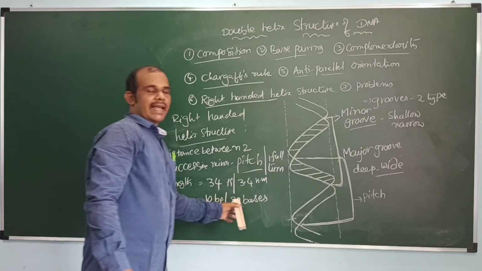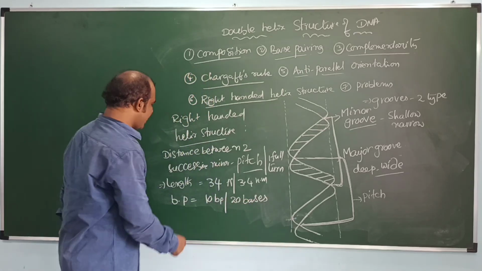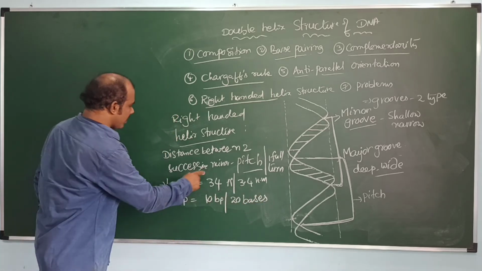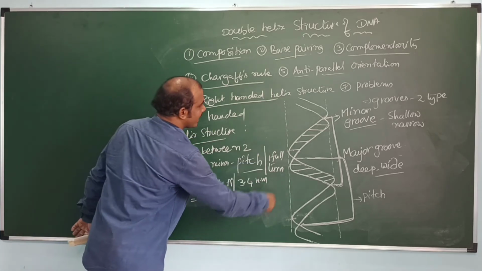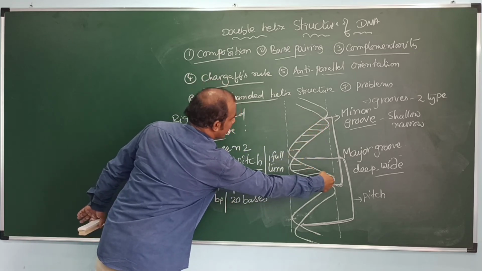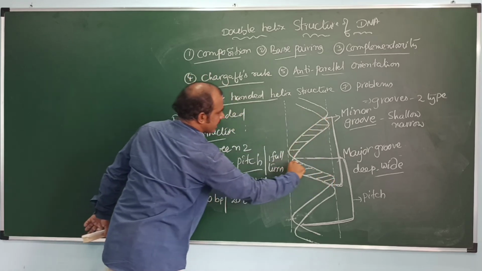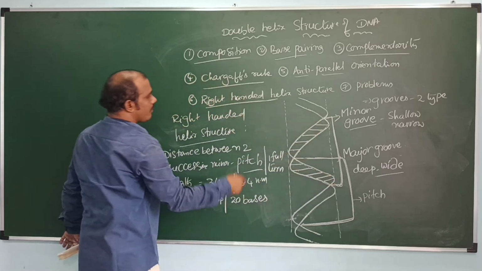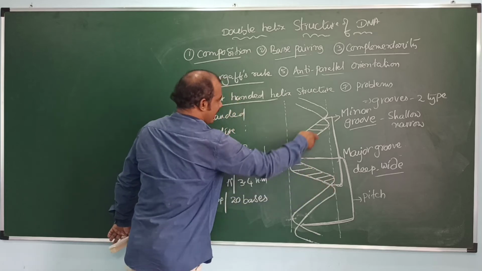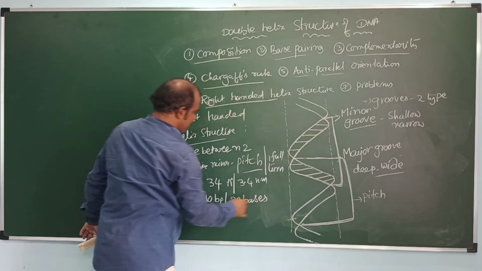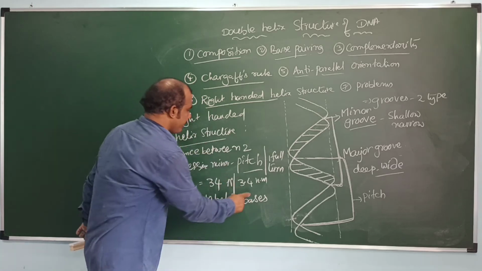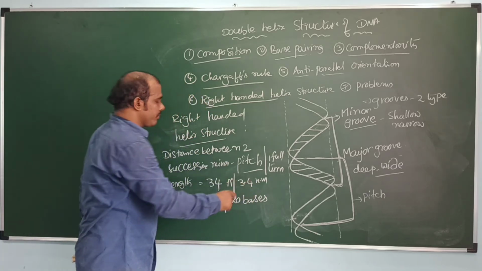One pitch, or one full turn, has 10 base pairs or 20 bases. The length of one pitch, or one full turn: the first half curve and second half curve together form one full turn, which is also called one pitch. The length of one pitch is 34 angstrom units, or in terms of nanometers, 3.4 nanometers.